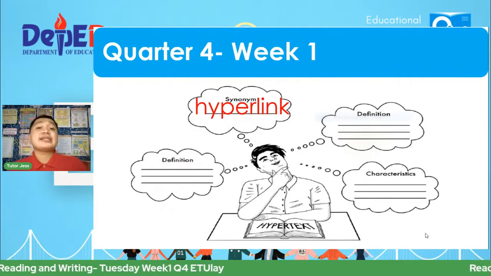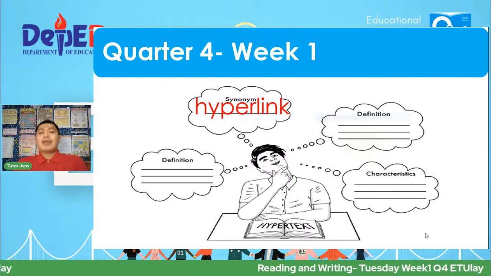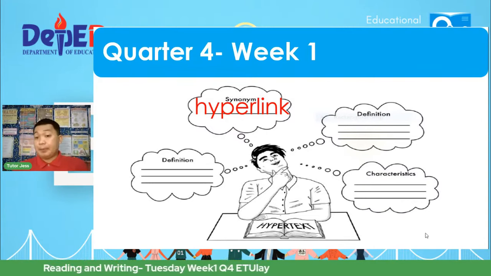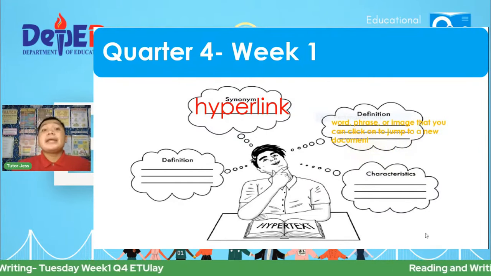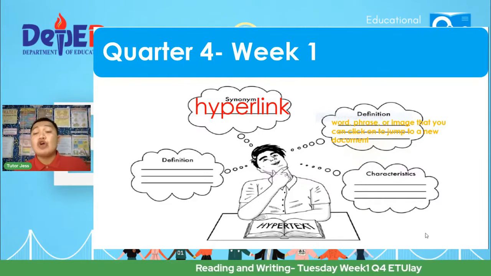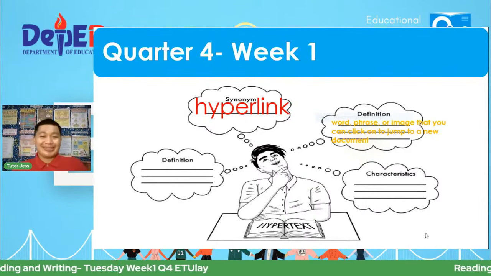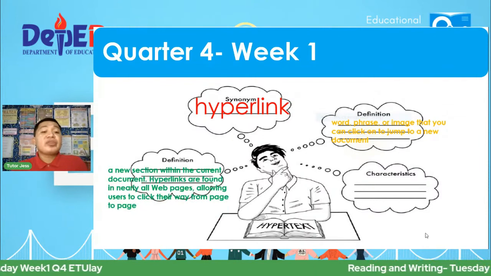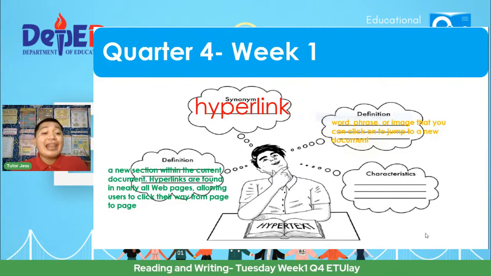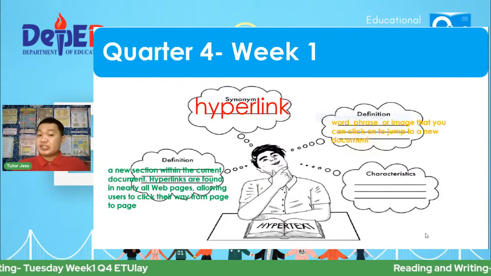What is the definition of this? If you try to search that in Google, you will go to the page and you will find a meaning. And the meaning of hypertext is a word or phrase or image that you can click on to jump to a new document. Jumping to a new document. Next, a new section within the current document. Hyperlinks are found in nearly all web pages, allowing users to click their way from page to page. Okay, so page to page.